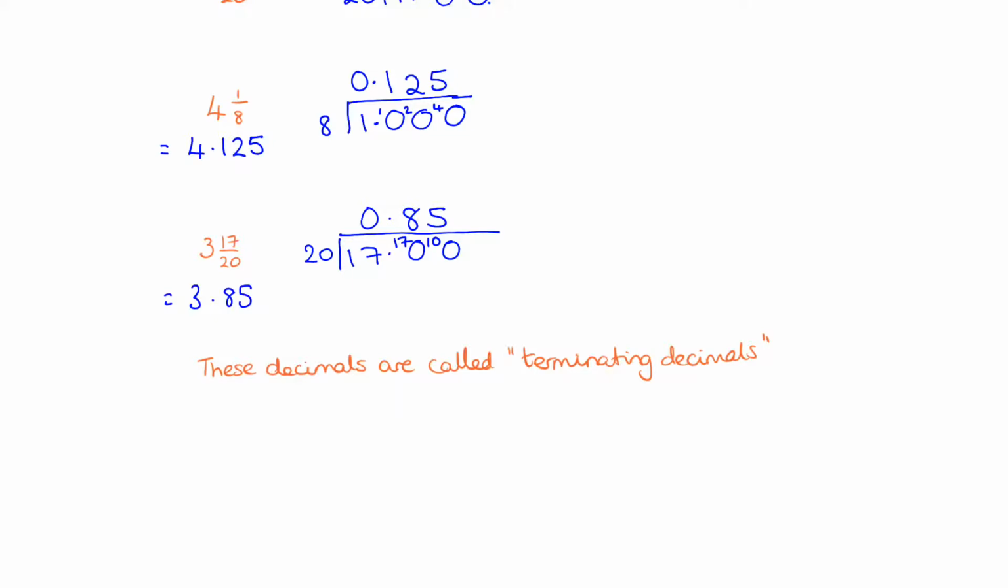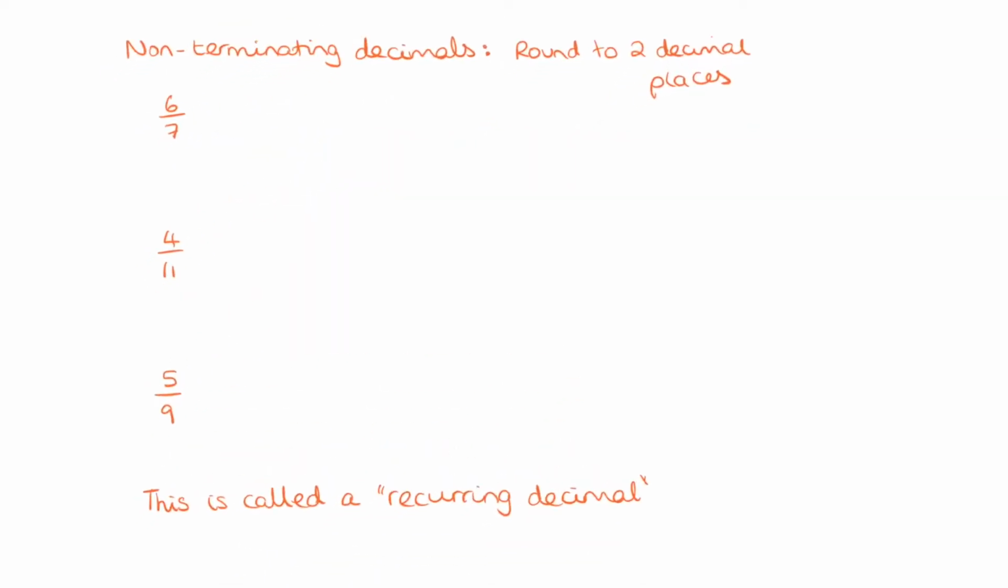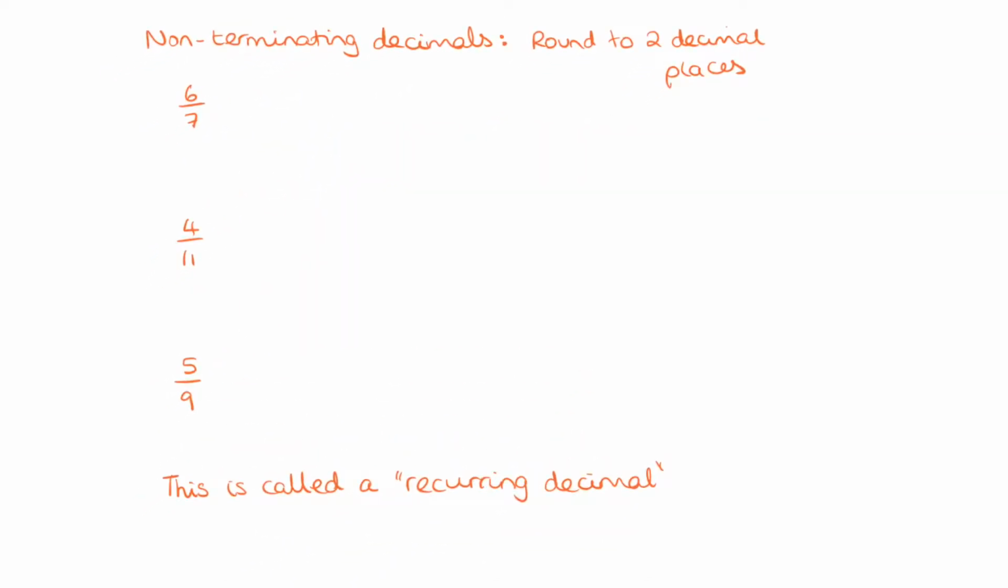Okay, now these decimals are called terminating decimals because we get to the point where we've got nothing to carry on and that's the end of it. Okay. Sometimes though, you have non-terminating decimals, which means that they just go on and on and on. So we're going to round these ones to 2 decimal places. Now, if we're going to round, well, we'll see when we get on with it.